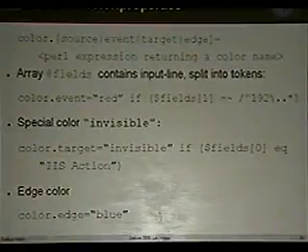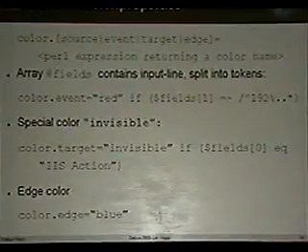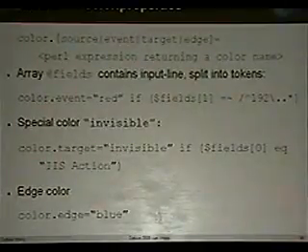Then there is an array called fields that contains the columns that you passed in. So for every line, it will evaluate this array. So you can say, like, the event node is red if the first column, so that's really the second column, if fields 1 matches this regular expression. So if it's in 192, then make it red.